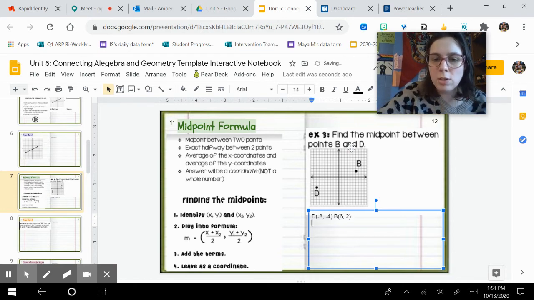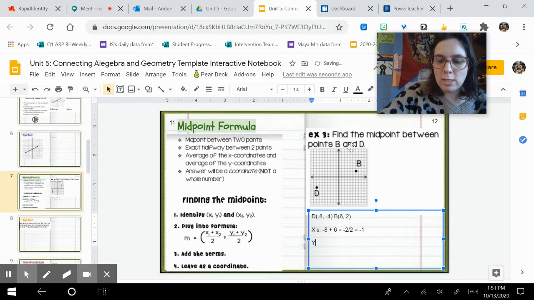So I'm going to do the x's first. So we're going to add them together. So -8 plus 6 equals -2, and then we have to take the average of that, so we're going to divide by 2, and that equals -1. So the x value of our midpoint will be -1.